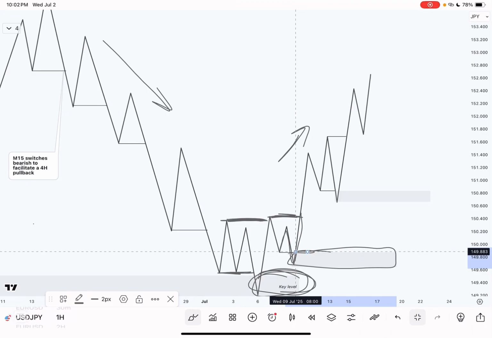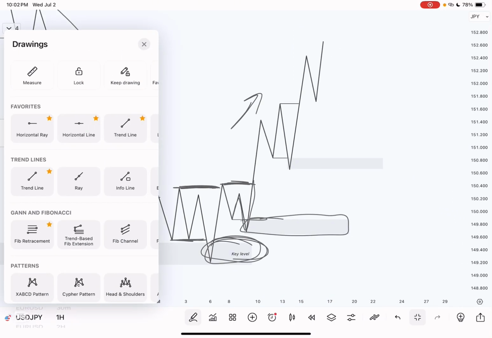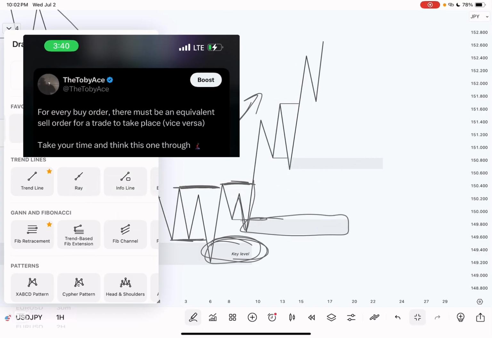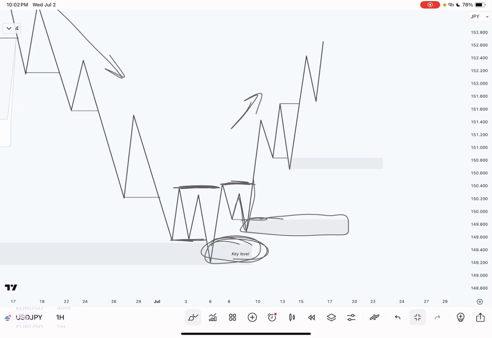But for every trade, for every buy order, there must be an equivalent sell order for a trade to actually take place. What does that mean in essence? If you found a point of interest from which you want to take your buy trade or your sell trade, there must be a sell stop resting above your point of interest, against your buy order, as a form of inducement.